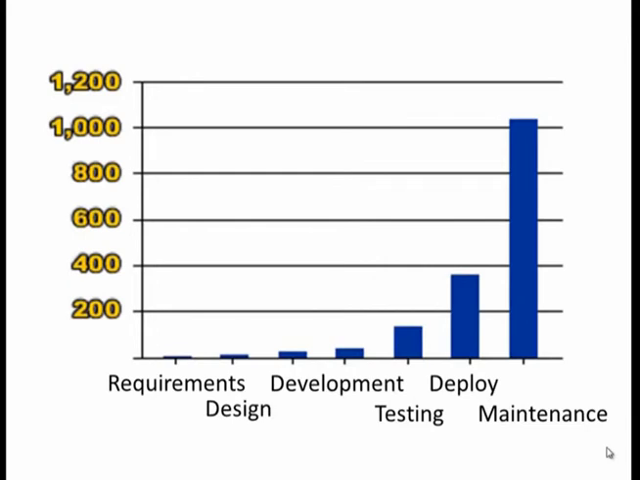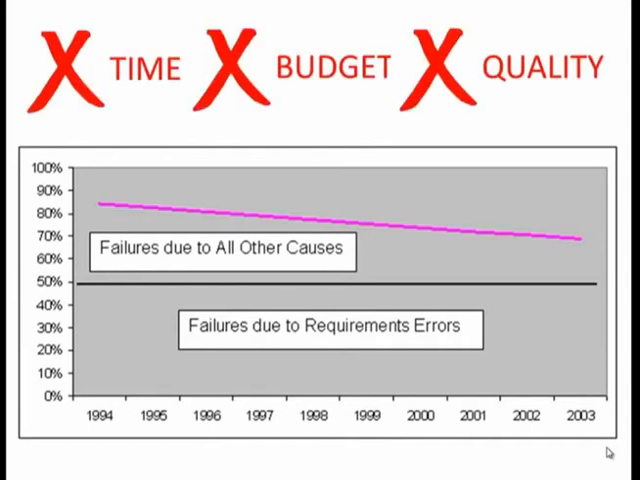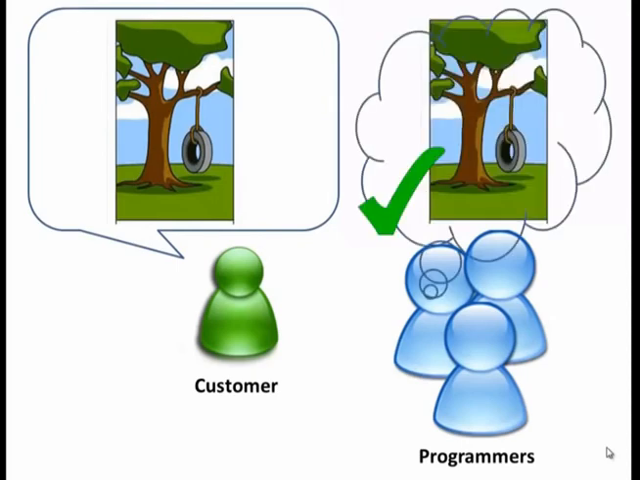Studies have shown that about 70% of all software projects fail to get delivered on time, within budget, or to the quality that the customer expected. But for now, let's focus on the first and the most important step in building software on time and on budget and to a high quality: getting the customer's requirements right.